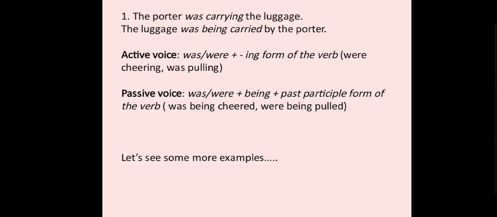Now the luggage is the object, so we'll write it first. It's singular, so we'll take was along with it. Being is there in your passive voice continuous tenses, so we write being. The luggage was being carried. Carried is the V3 form of carry, by the porter. We know that by we write before the subject, which we write in passive voice in place of an object.